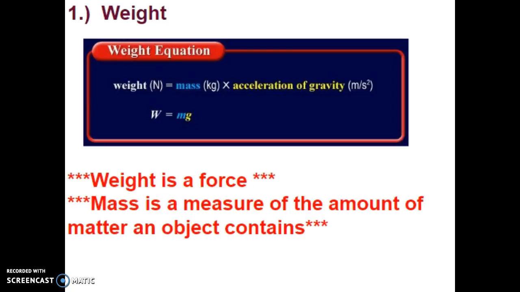So remember, weight is a force. Mass is the measure of the amount of matter an object contains. This has been Physical Science 1, Chapter 4, Part 1 on Newton's laws.